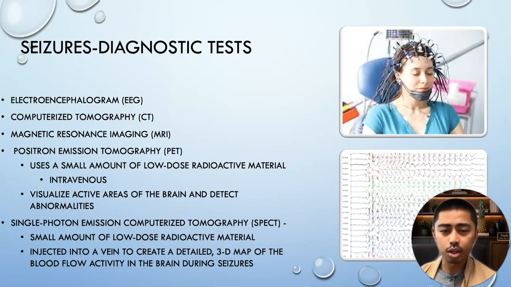As for the diagnostic test for seizures, your EEG is going to be the most common study to be ordered for your patients that come in with seizures. Now, CT and MRI can be used depending on if there are any structural abnormalities that are causing the seizure. And then PET or SPECT can be used to see if there's any kind of vascular etiology.